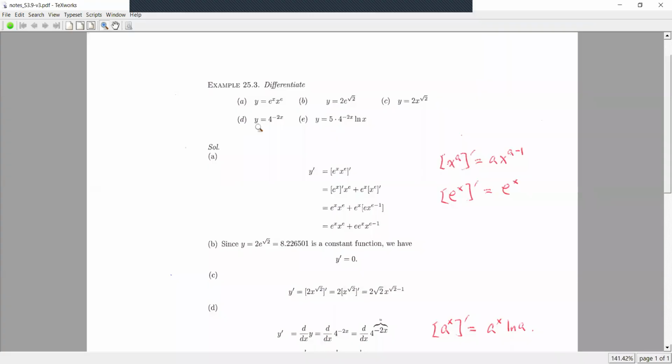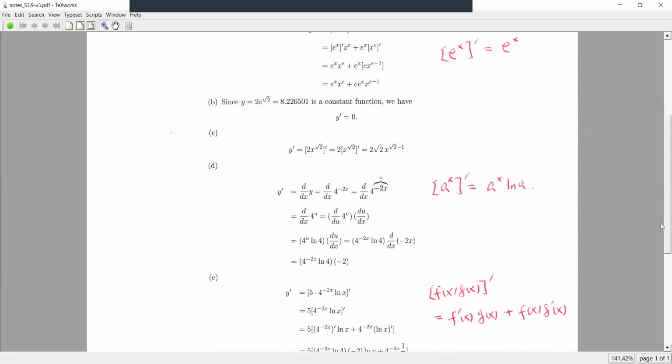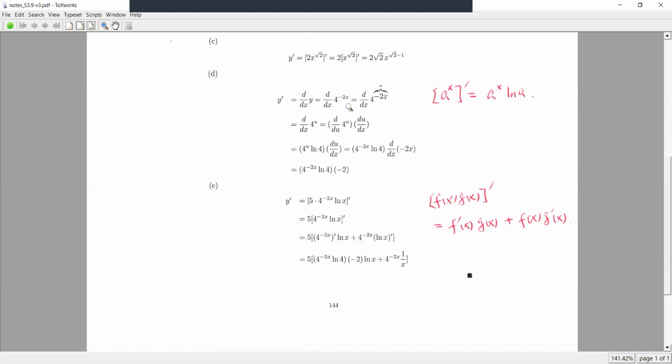Part D. The function in part D is an exponential function. The base of the function is 4 and the power is negative 2x. To compute the derivative of this function, I want to apply the formula for exponential functions. Now, take derivative on the function.